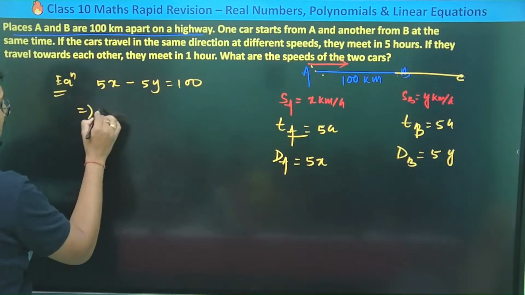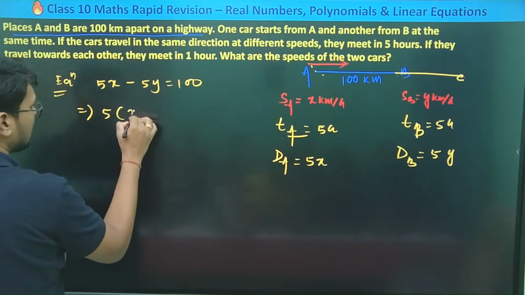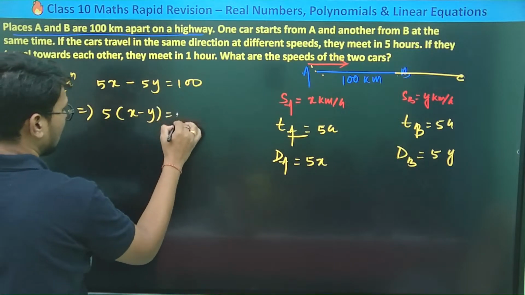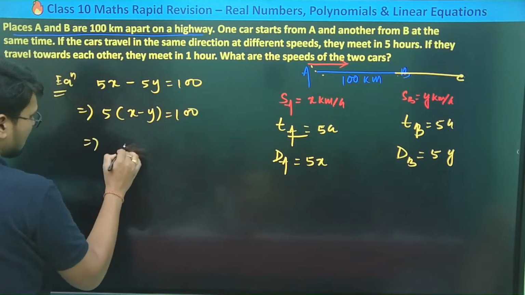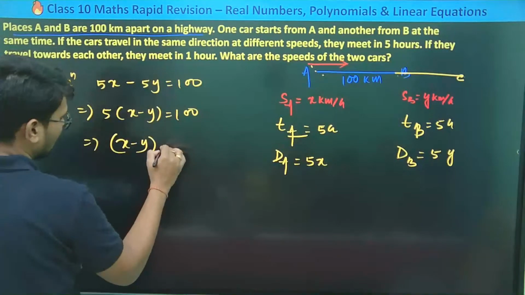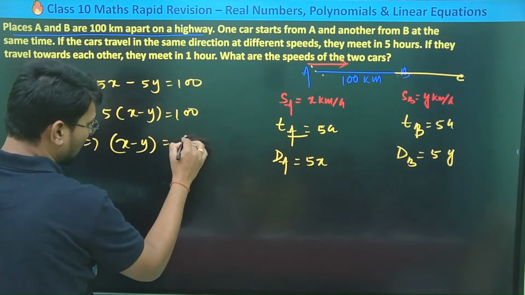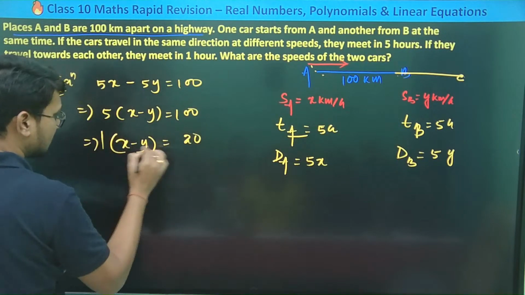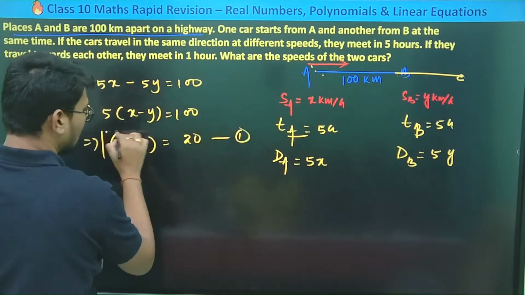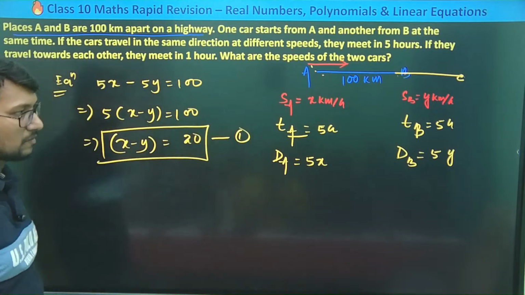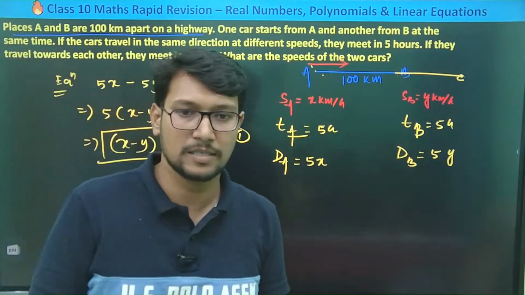So this implies 5 is common. 5 times x minus y equals 100. So x minus y equals 100 by 5, which is 20. This is equation number 1, which we got from case 1. Is that clear?